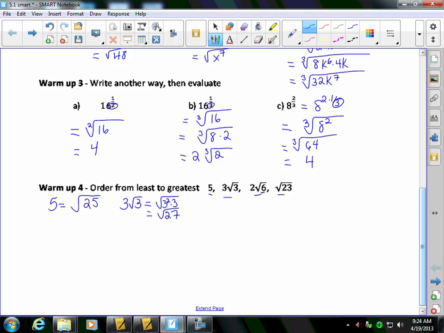Two square root 6. So to put the 2 back inside means we'd have to square it, so we'd have 2 squared times 6. So 4 times 6 is 24. And then the last one is under a radical sign already.